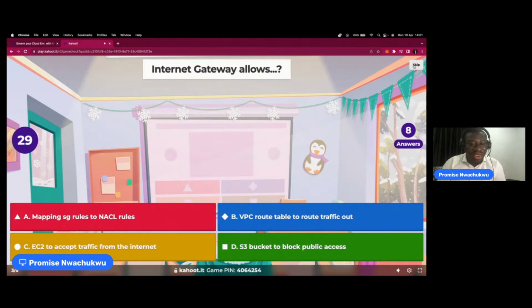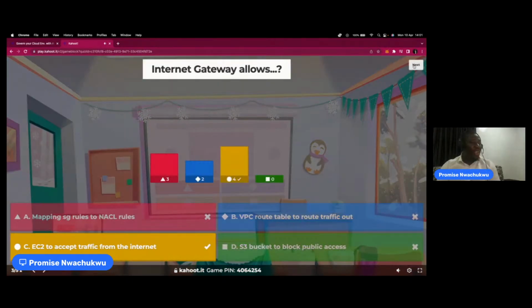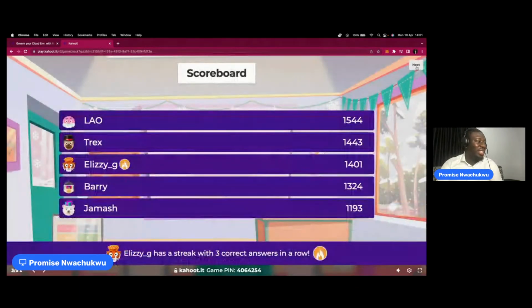We have 6 answers in already. Oh, that's 8. 8 answers are in already. Nice, nice. Oh, this time around, only 4 people got the answer correctly. EC2 to accept traffic from the internet. So, internet gateway allows EC2 to accept traffic from the internet. And we had only 4 people get this correctly. Well, let's see if Lao is still going to be topping the charts.